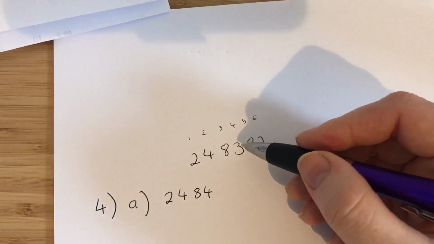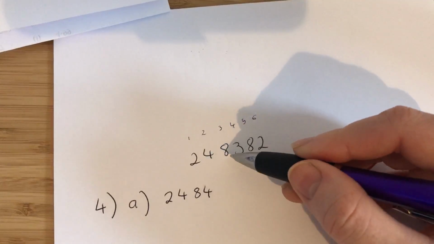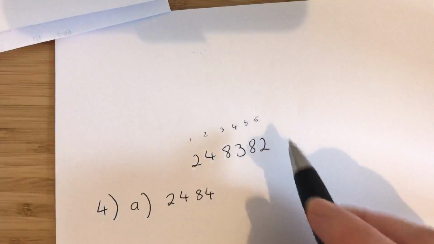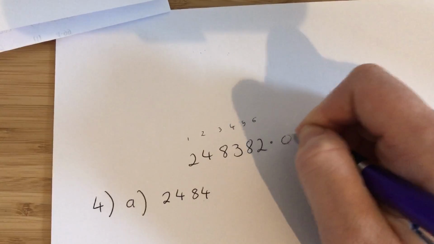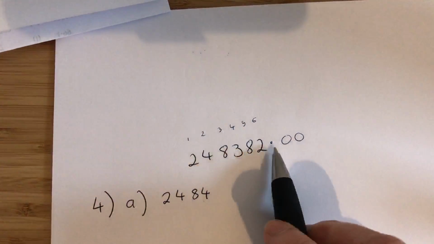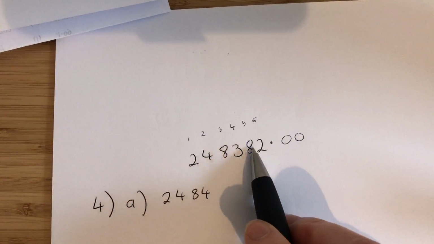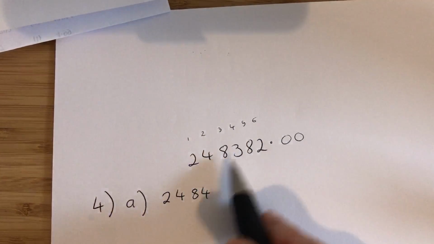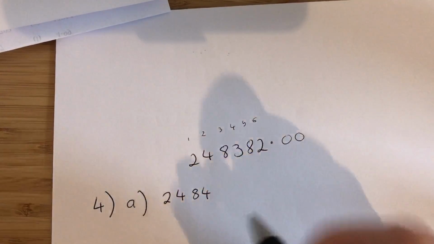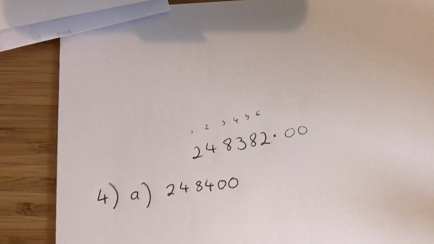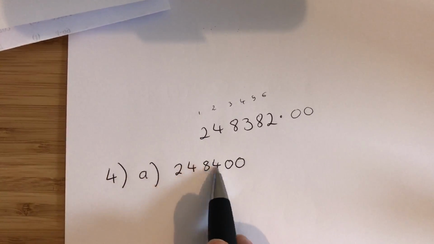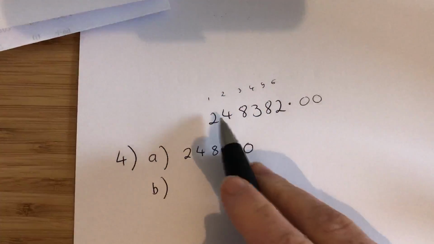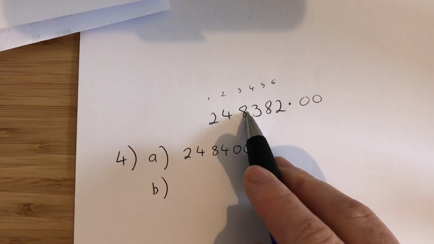But just be careful, you cannot round this number, 248,382 to 2,484. It's nowhere near. So if it's before the decimal point, you can imagine that there's 0.00 there. Any number before the decimal point, if it's not a significant figure, you then have to change it to a 0. So that's been changed to 4. 8 and 2, they both have to become 0. So we have our 4 significant figures, 1, 2, 3, 4. And that's you.